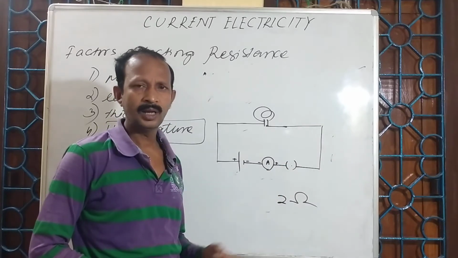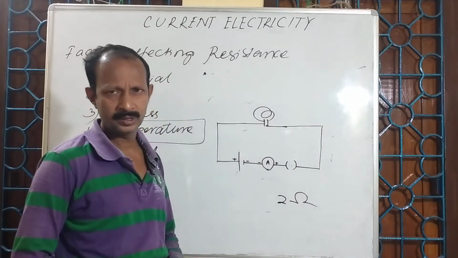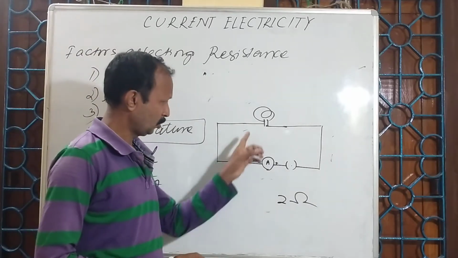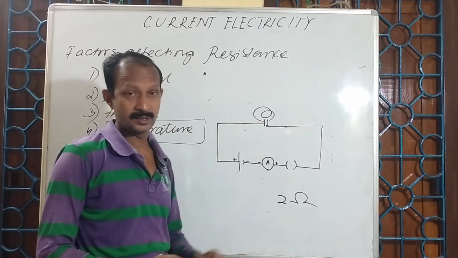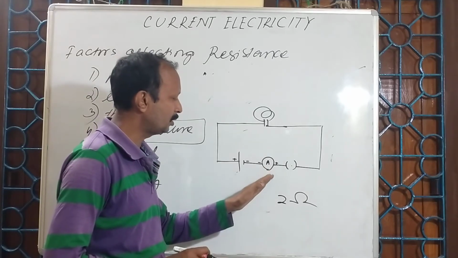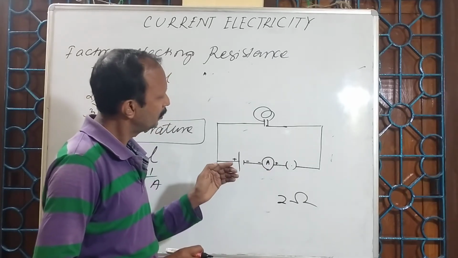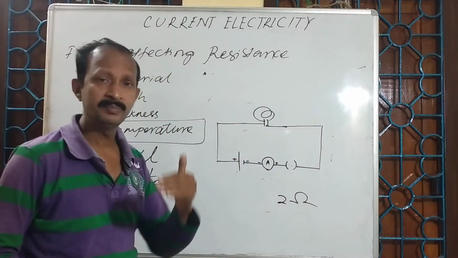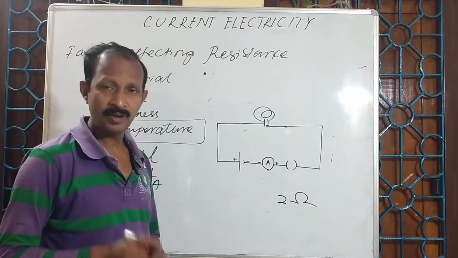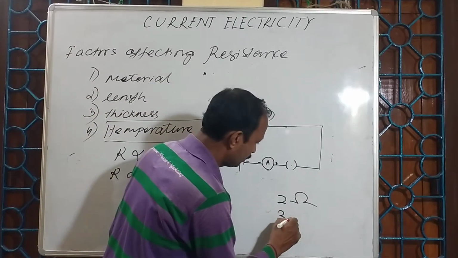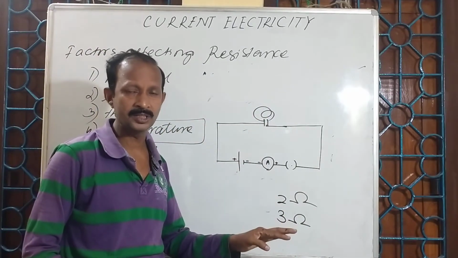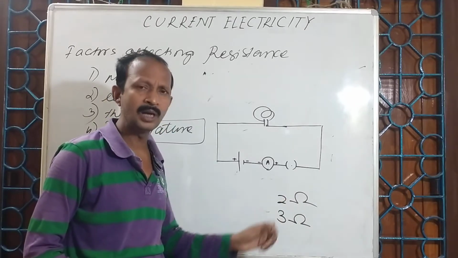On the switch, allow the current to flow through it. Afterwards, you measure the resistance of this electric bulb. You can measure it with the help of a multimeter. For example, we got 3 ohm. What happened? The same electric bulb had a resistance of 2 ohm in open circuit. Now it is 3 ohm.